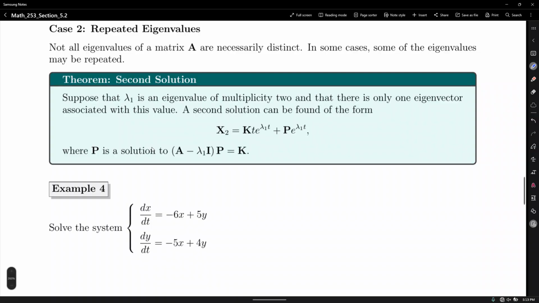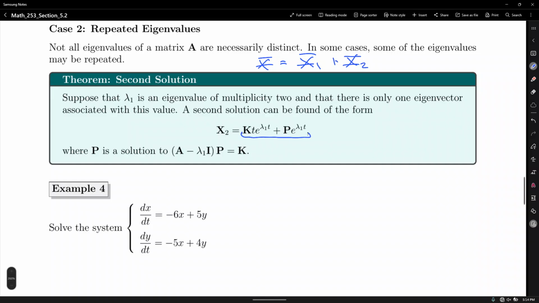Suppose lambda 1 is an eigenvalue of multiplicity 2, and that there is only one eigenvector, unfortunately, associated with this value. So a trick to get the second solution, because again, you want to get x equals x1 plus x2, a sum of two solutions. To get a second solution, x2, we're going to write this vector here: K times t e to the lambda 1 t plus P e to the lambda 1 t.